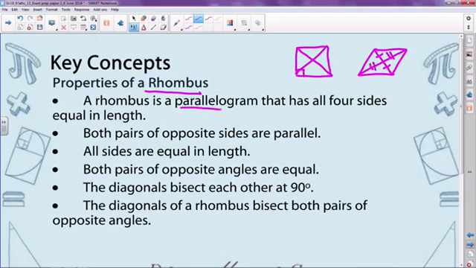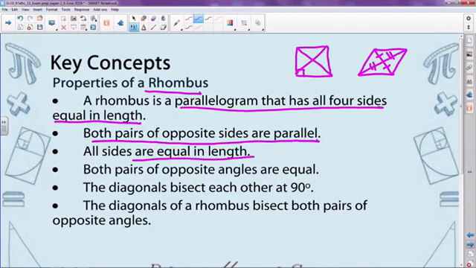Okay, a rhombus is a parallelogram that has 4 sides that are equal in length. Both pairs of opposite sides are parallel. All sides are equal in length. Well, I suppose we've said that already. Both pairs of opposite angles are equal.